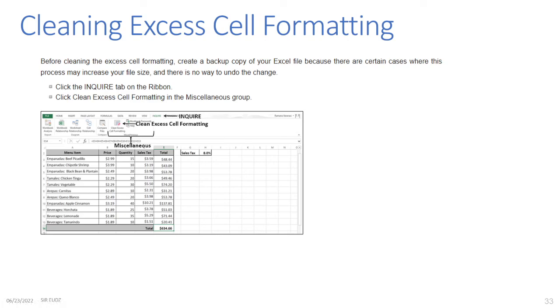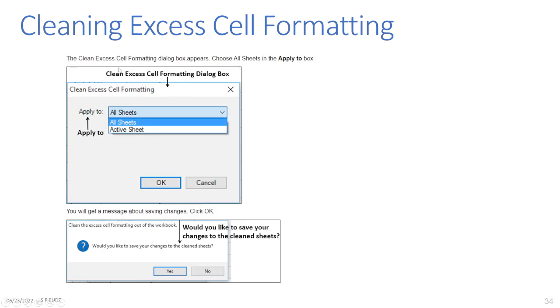Before cleaning the excess cell formatting, create a backup copy of your Excel file because there are certain cases where this process may increase your file size and there is no way to undo the change. Click the Inquire tab on the ribbon. Click Clean Excess Cell Formatting in the Miscellaneous group. The Clean Excess Cell Formatting dialog box appears. So this is the dialog box.